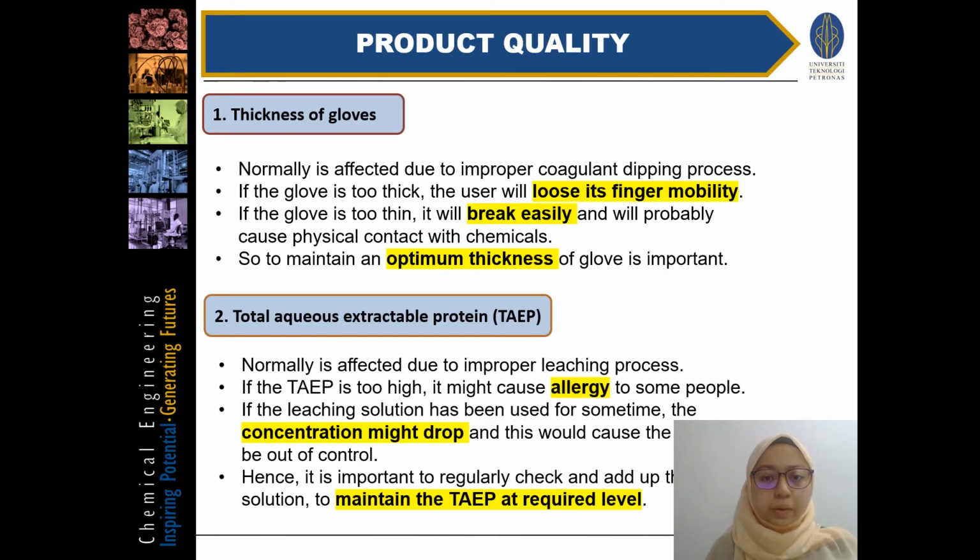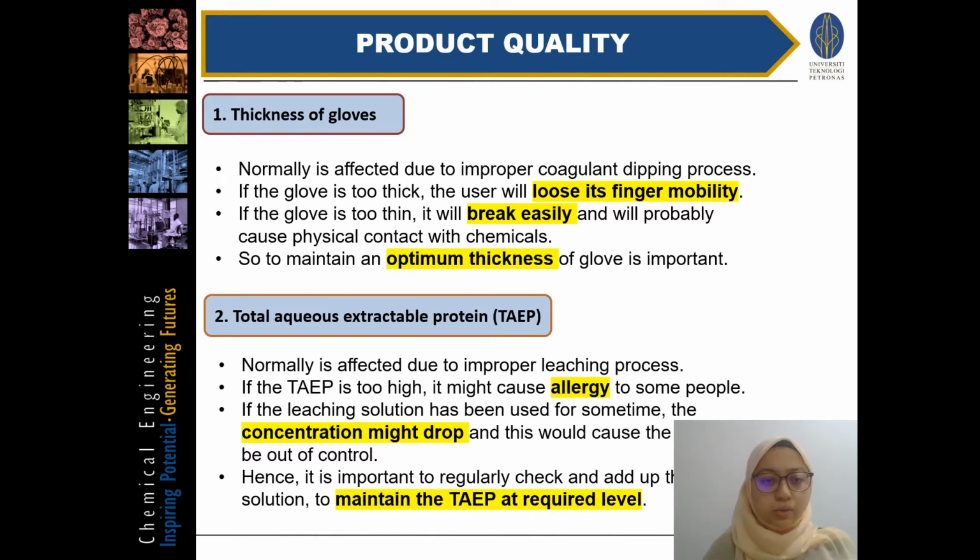Product quality can be determined by both physical and chemical properties of the glove. The first one is the thickness of the glove, which is usually affected by an improper coagulant dipping process involving calcium nitrate. The user will lose the mobility of their hand if the glove is too thick. However, the glove will break easily and probably cause direct physical contact of the user with the chemical used if the glove is too thin. Hence, it is important to maintain an optimum thickness of the glove.